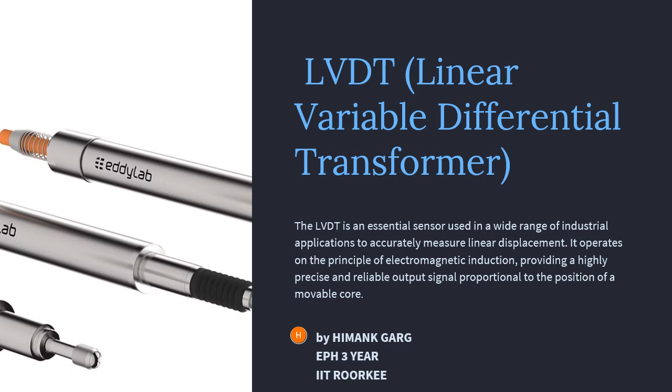Today we will be discussing the characteristics of the LVDT, a linear variable differential transformer. So what is LVDT? LVDT is a sensor which is used in a wide range of industrial applications to accurately measure linear displacement. It operates on the principle of electromagnetic induction and provides a precise and reliable output signal proportional to the position of the movable core.